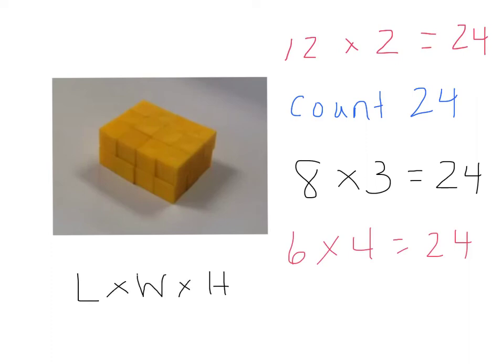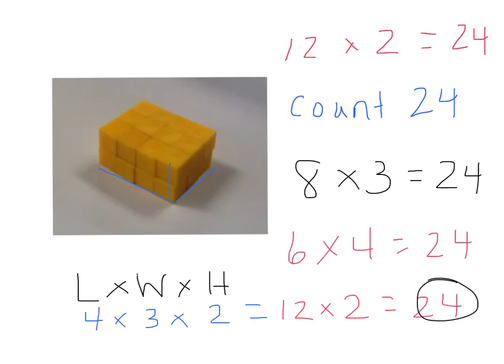So if I applied that to this problem, my length is 4 times my width, which is 3, times my height, which is 2. So when I multiply that, I get 4 times 3 is 12, and then 12 times 2, which is 24. Still got my lovely trusty answer of 24.